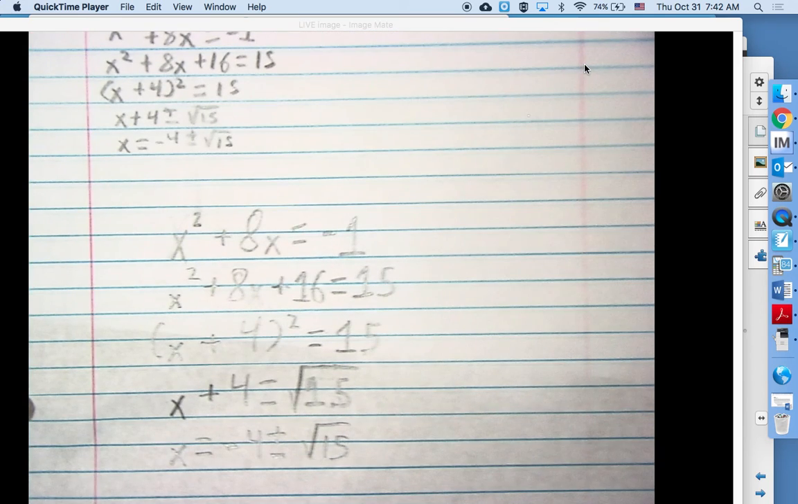Sort of bigger here. Oh, I see. You read it like that. The problem was x squared plus 8x equals negative 1. So I added 16 to both sides, so x squared plus 8x plus 16 equals 15. And then I needed x plus 4 squared equals 15. x plus 4 equals the square root of 15. x equals negative 4 plus or minus the square root of 15.